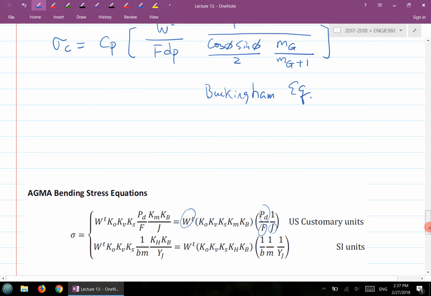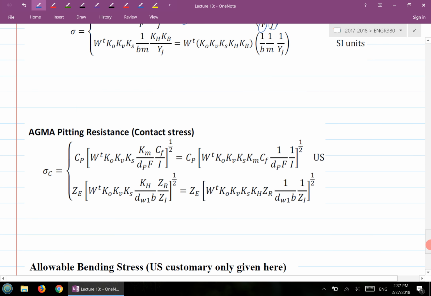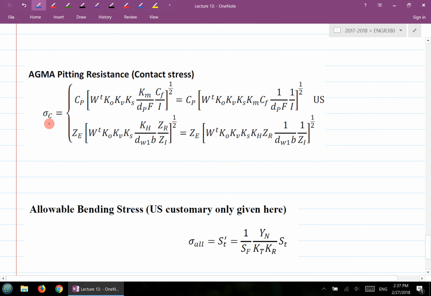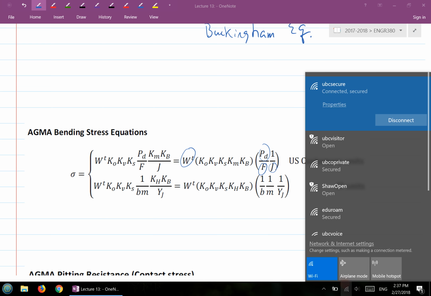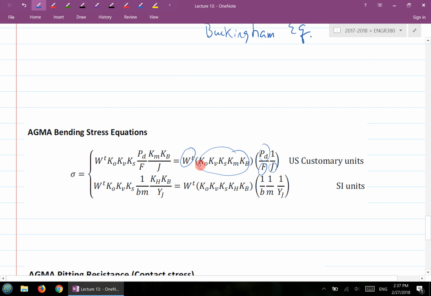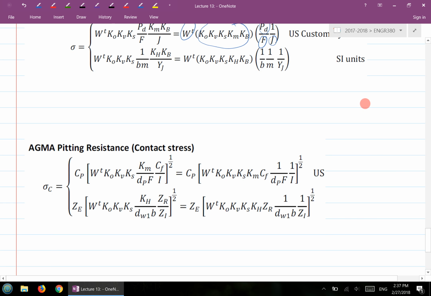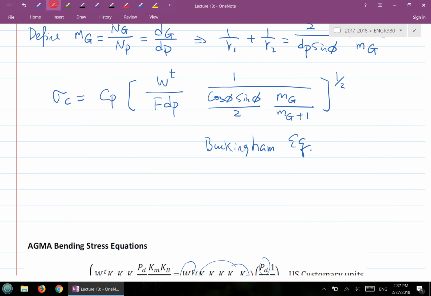As in the handout you can see here, this is your sigma c for the AGMA equation. There are a whole bunch of parameters over here. But the formality, this dpF, and this capital I here, this portion is called I, and that's the surface strength geometry factor. We'll look at it shortly.